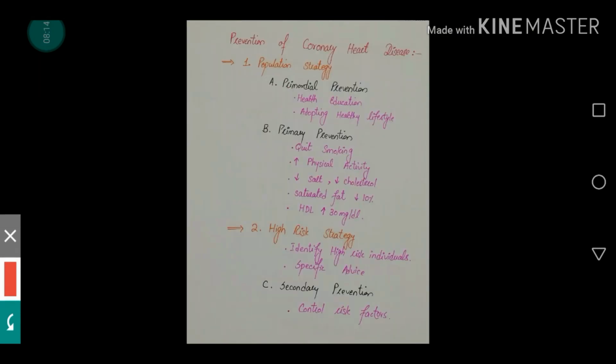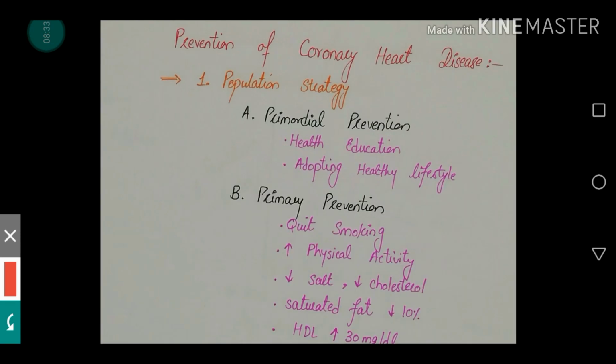So let us talk about the prevention of coronary heart disease. It is divided into population strategy and high risk strategy. So let us go into detail of population strategy first. In population strategy, primordial prevention is done by health education and adopting a healthy lifestyle. People in a community are educated by health teams in order to uphold healthy environmental activities so that they have a better understanding about how to live a healthy life.